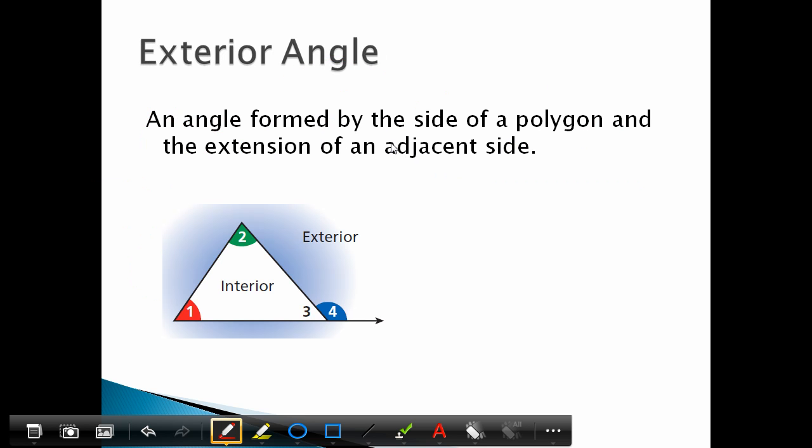Moving on. Exterior angle, a new vocabulary term. It's exactly what it sounds like: an angle on the outside. You see my little picture there, how the blue part is the exterior? Our blue angle, angle 4, is technically the exterior angle. It's an angle formed by a side of the polygon, notice this little side right here, and the extension of an adjacent side, the side right next to it, keep going out. Boom. Angle formed on the outside, angle 4. It's an exterior angle.